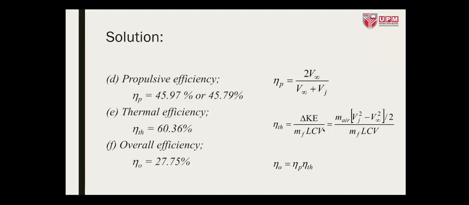And then to continue to find the fourth item, the propulsive efficiency. This equation for propulsive efficiency is normally given in the formula sheet, and you will get a value of 45.97.